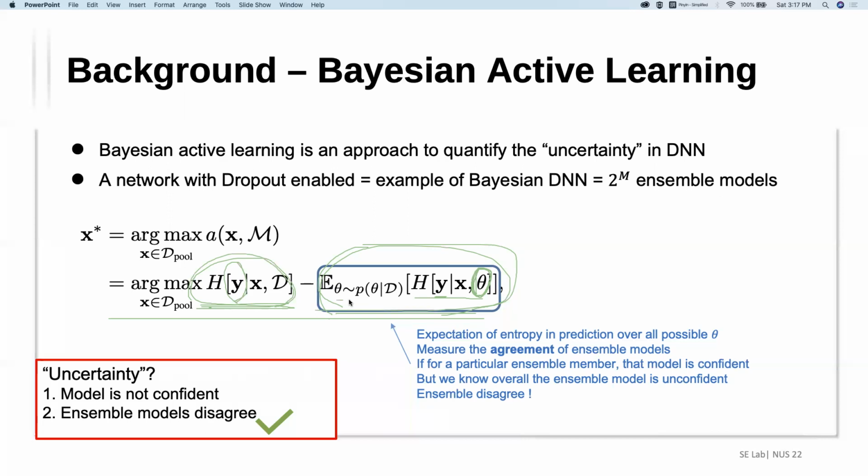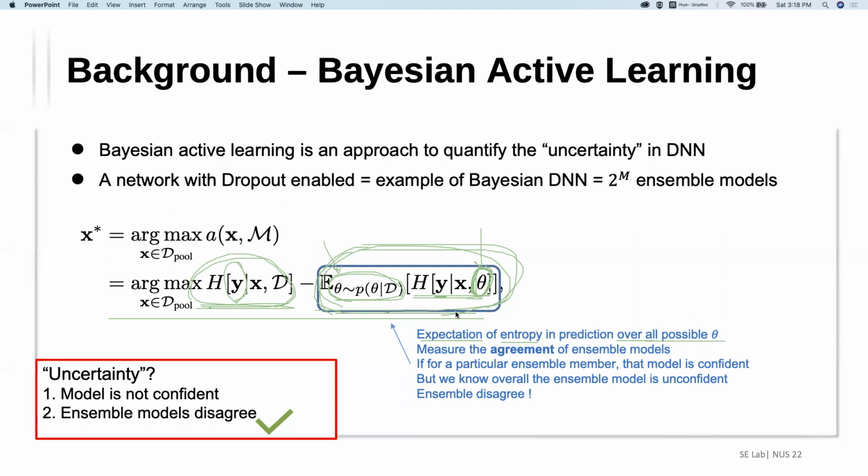But now we're taking a particular theta and we compute the entropy, and then we average this entropy over all possible theta. So this term is the expectation of entropy. You're talking about a Bayesian DNN. Yeah. So each theta will form a distribution, right? I will have an example later, actually. So the second term being small could be that some member of theta pulls down this average value, right?